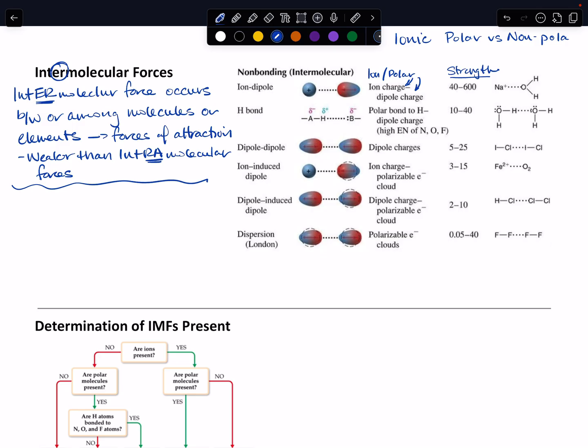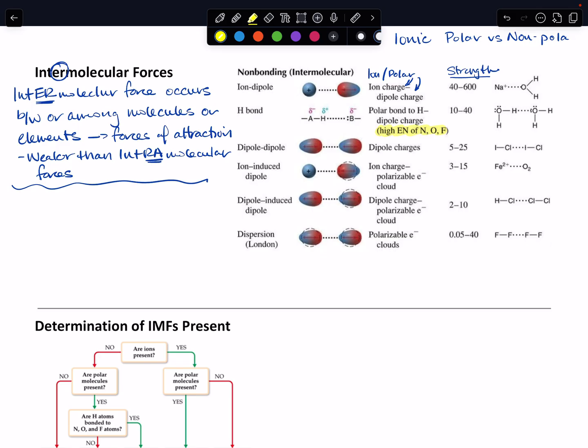All right, up next, hydrogen bonding. So hydrogen bonding is a polar bond to a hydrogen dipole charge. So that means it's a polar interaction between a molecule's dipole, one end of the molecule, and a hydrogen or an oxygen, nitrogen, or fluorine that is attached to that hydrogen. So for hydrogen bonding to be possible, you have to have the hydrogen attached to one of these very electronegative elements, nitrogen, oxygen, or fluorine.